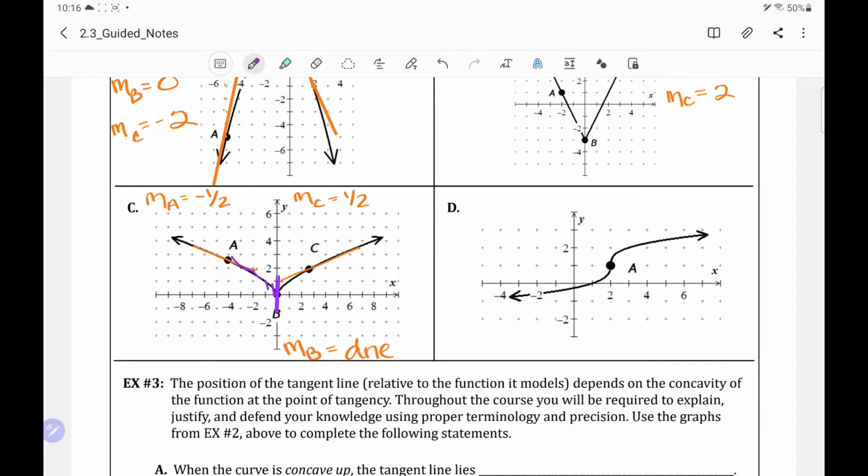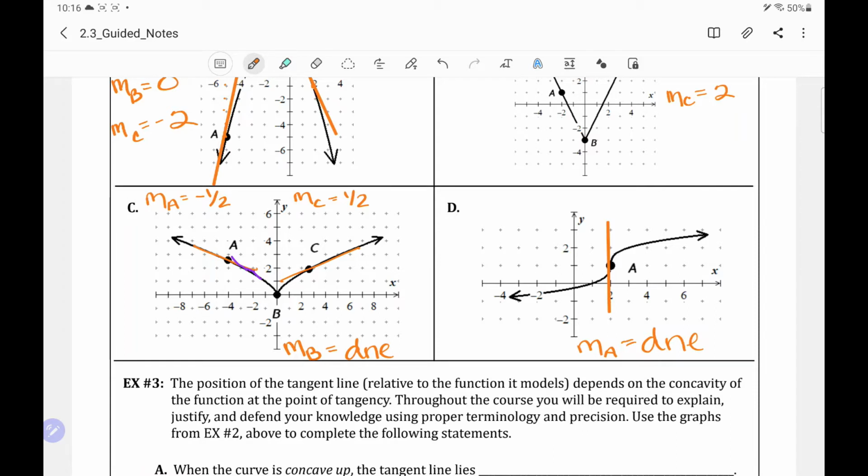So it would make sense that that could happen. So go to D and give your answer and see what you get. All right, the slope of the tangent line at A does not exist because it's a vertical line. It's undefined. So think of it in that way.